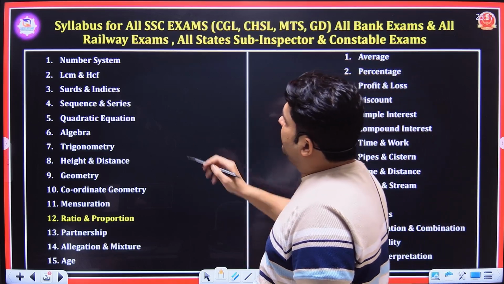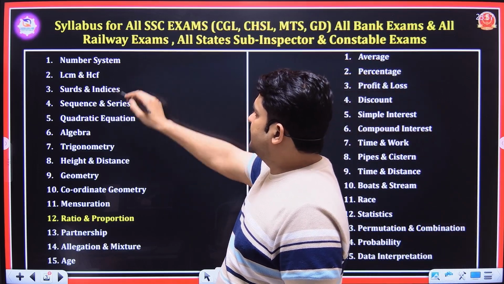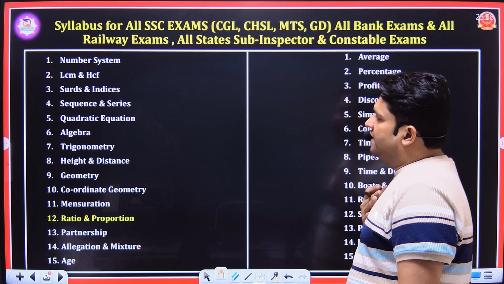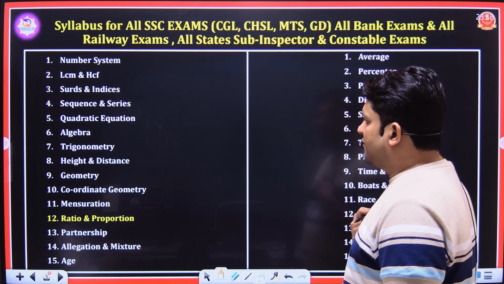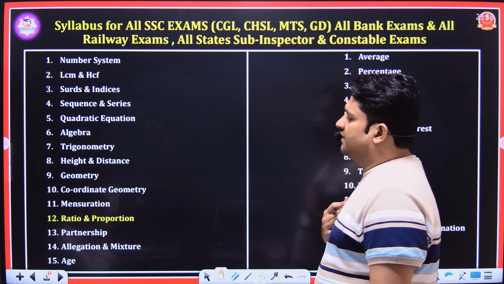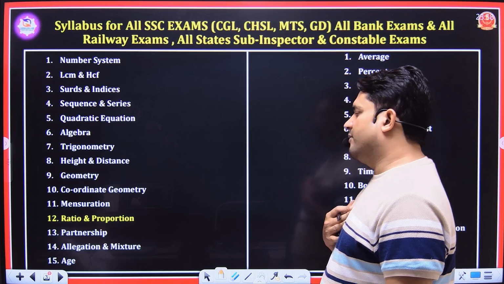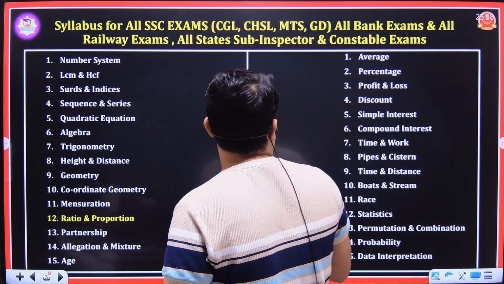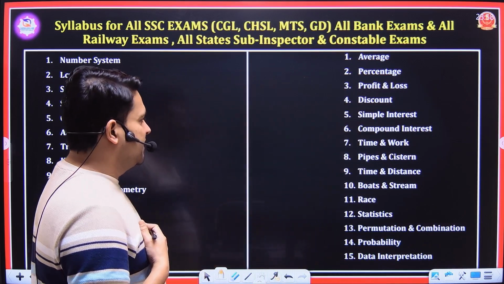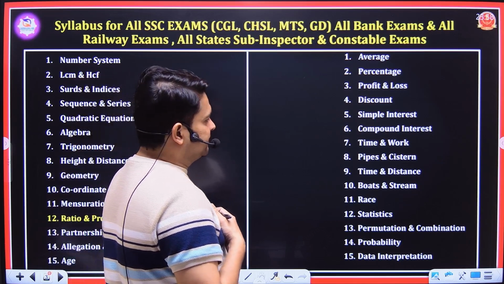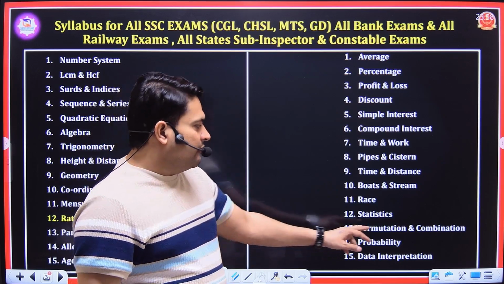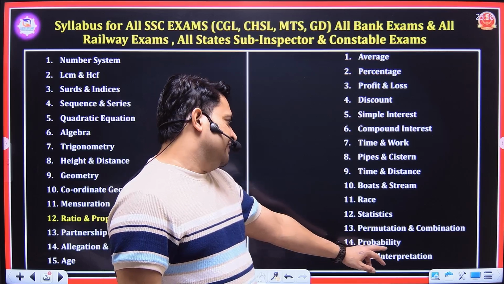What do we have: number system, LCM and HCF, surds and indices, sequence and series, quadratic equation, algebra, trigonometry, height and distance, geometry, coordinate geometry, mensuration, ratio and proportion, partnership, allegation, age, average, percentage, profit and loss, discount, simple interest, compound interest, time and work, pipe and cistern, time and distance, boats and stream, race, statistics, permutation and combination, probability and data interpretation.